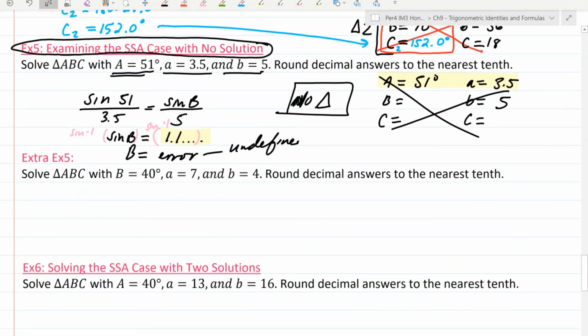If you try the next example, go ahead and put those numbers into your calculator. You might want to pause the video so you can do it before I do the problem. And come back when you're done doing it yourself. So B is equal to 40 degrees, A is equal to 7, B is equal to 4.